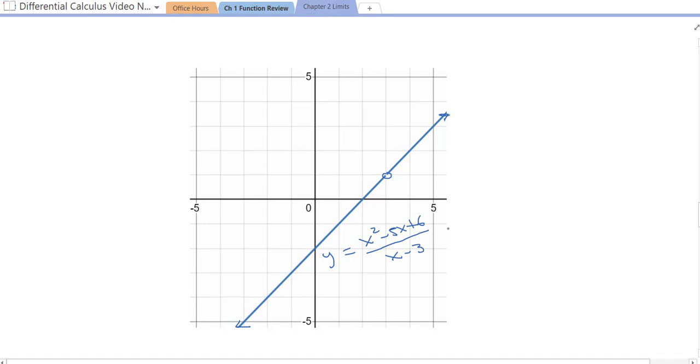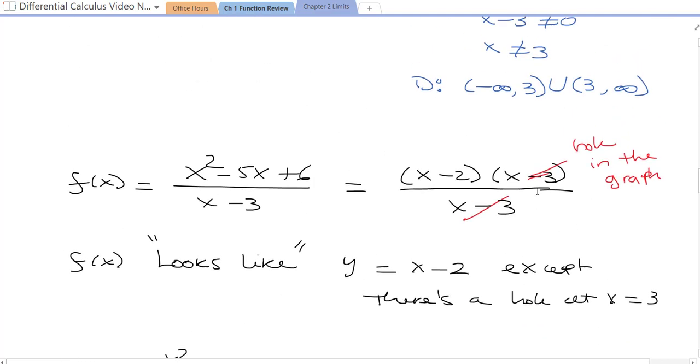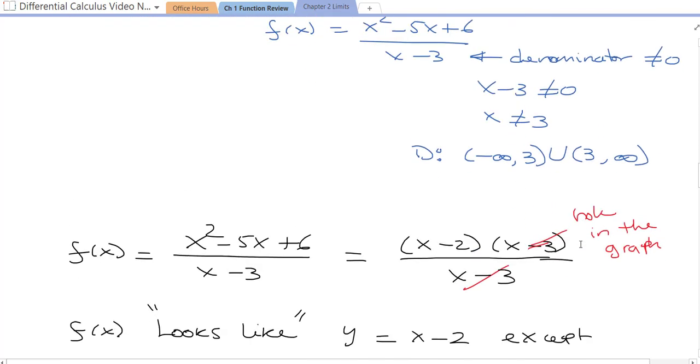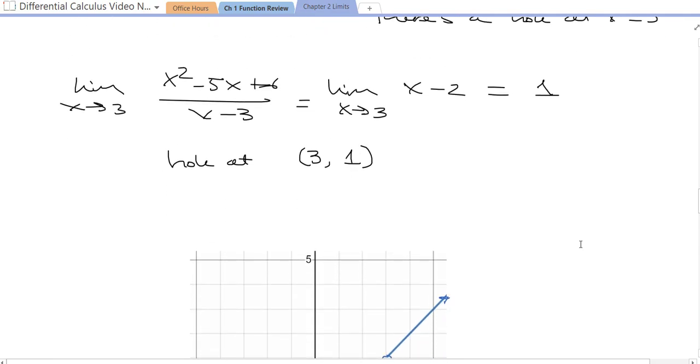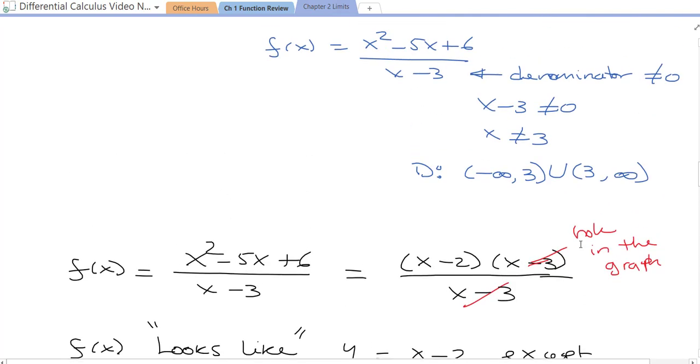So this function looks like, I know I keep saying that, I sound like a broken record, y equals x minus 2, but it has a hole at 3, 1. And so as we saw, the domain does not include 3. So now that we have some work and some idea of what's happening here, we can answer the questions.